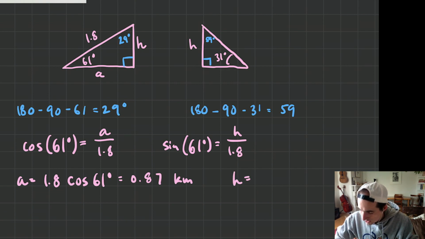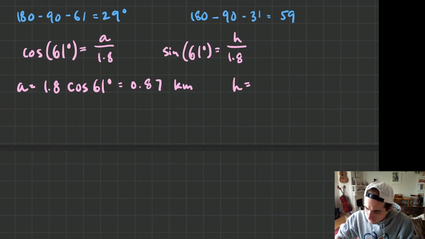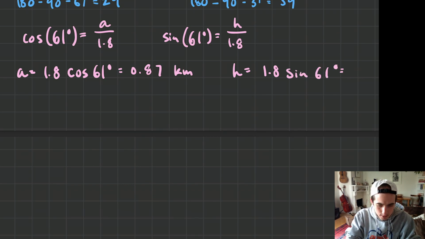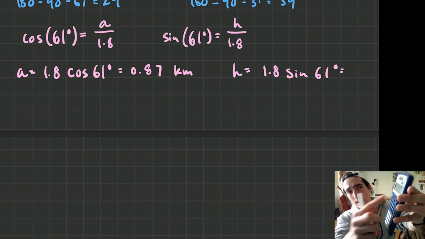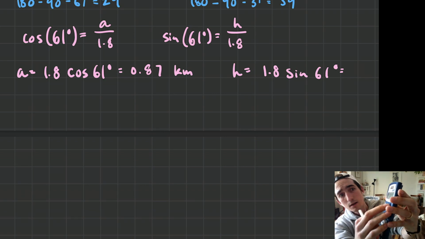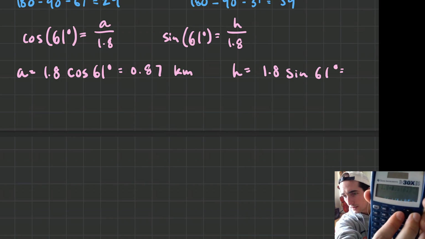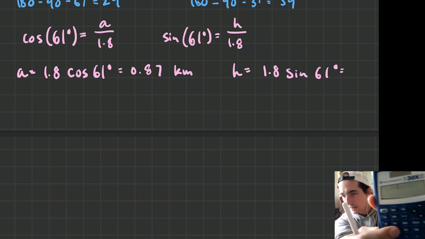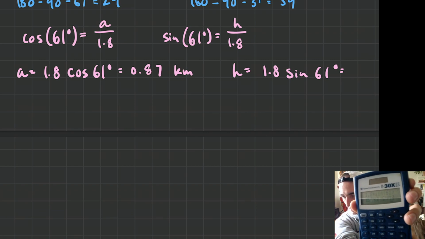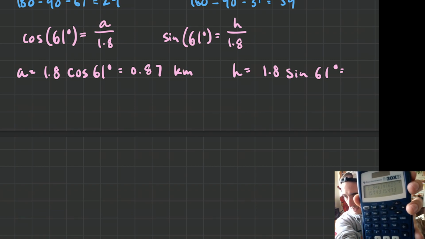So that means that H is equal to 1.8 times sine of 61 degrees. To save time, here's a nice little trick with a calculator. I just use the arrow keys to navigate over the cosine, and then you can hit sine right here, and then just hit equals, and now it tells you the sine of that angle. So that's 1.57 something.